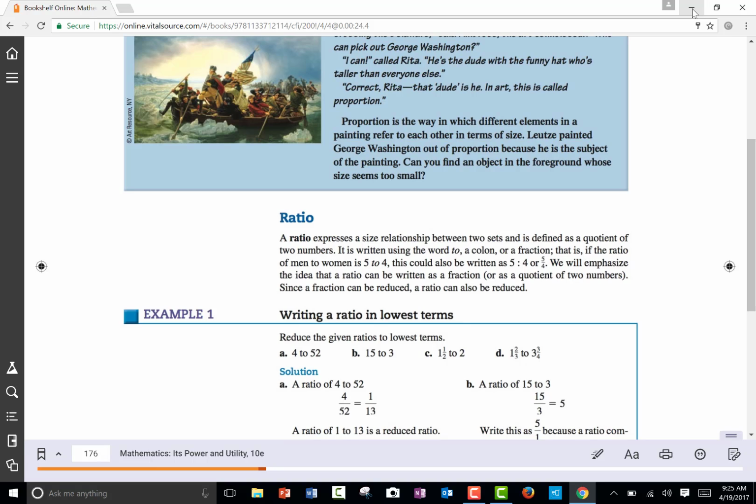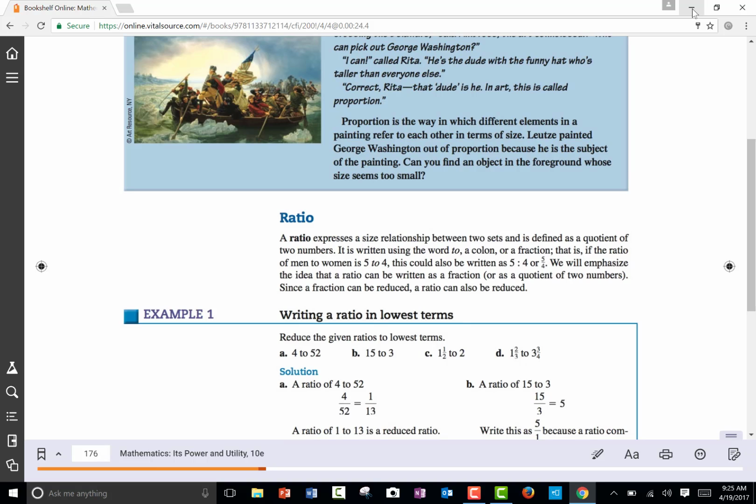That is, if the ratio of men to women is 5:4, this could also be written as 5 to 4, or 5/4 as a fraction. We will emphasize the idea that a ratio can be written as a fraction or as a quotient of two numbers. Since a fraction can be reduced, a ratio can also be reduced. So we're going to make sure that we reduce those ratios.